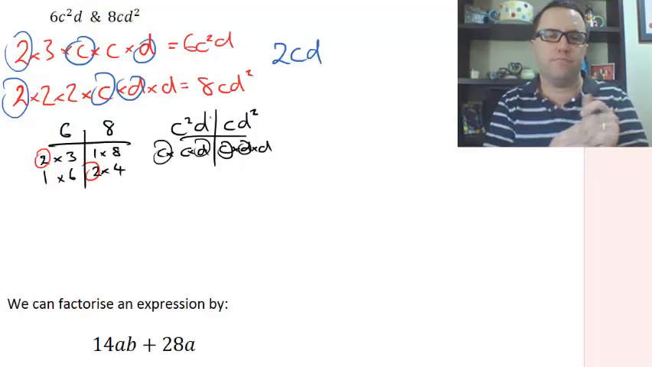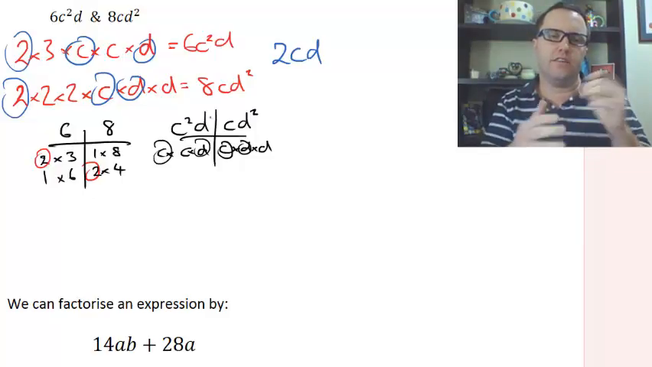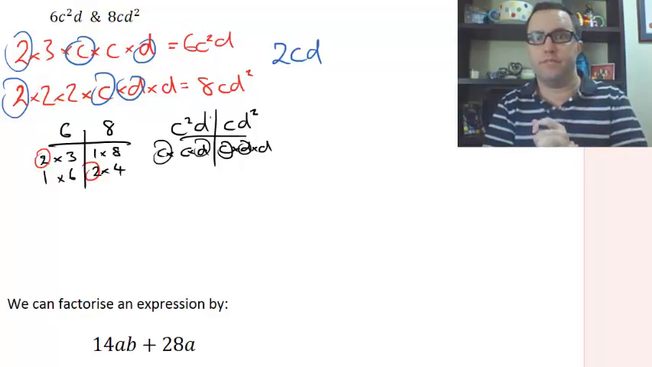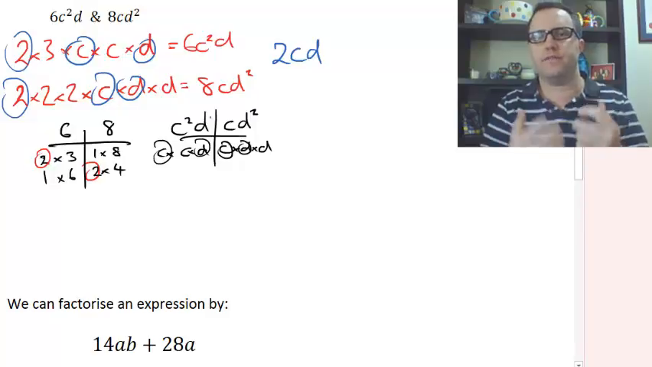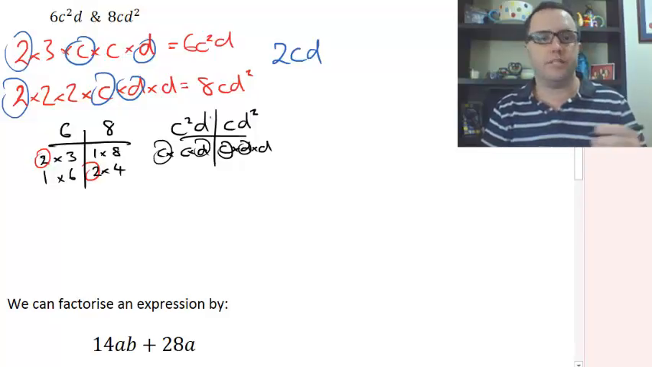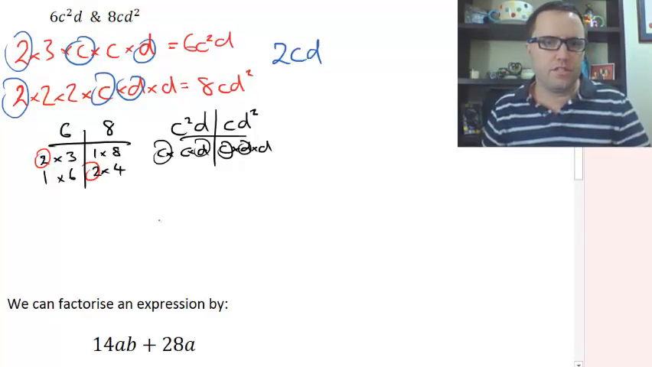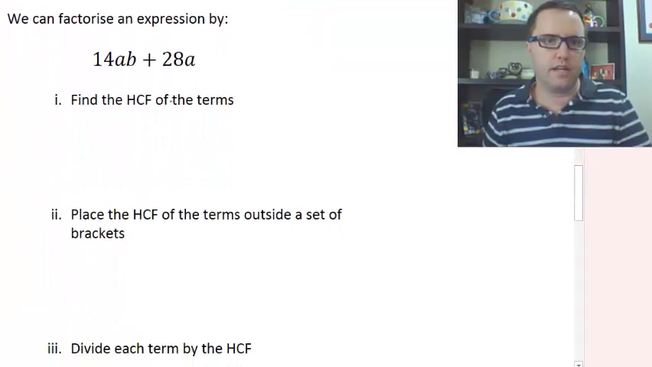So the best way to go about it, I think, is to just get used to some of the numbers and performing a prime decomposition quickly. The more practice you have with it, the quicker some of those highest common factors are going to come to mind. So let's have a look at some examples of how we're going to do this.